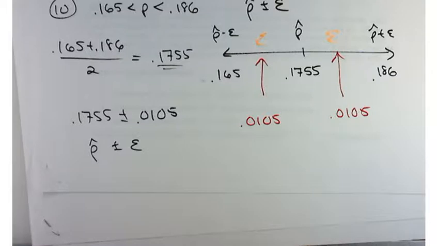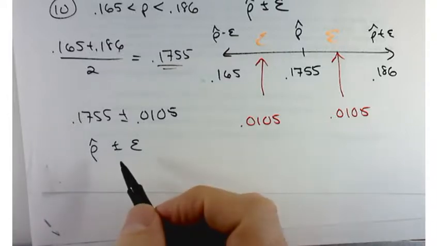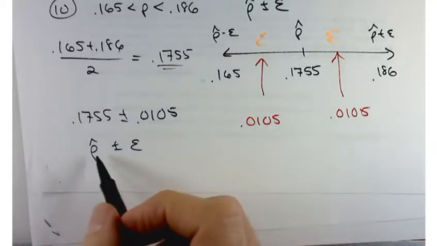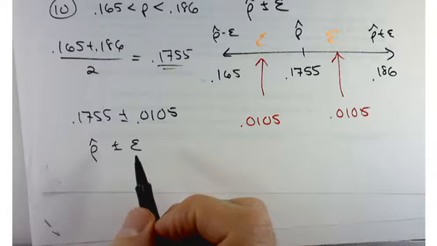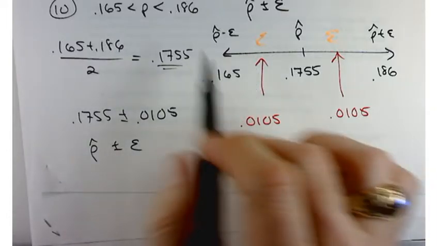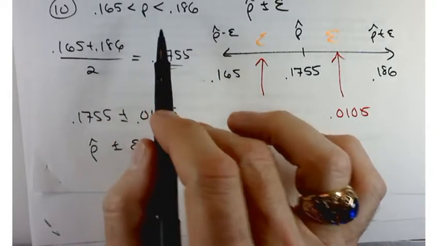So that's the form of p hat plus or minus e. Tell you what, let's try one that's kind of similar to this, going the other direction. In problem number 12, we're going to start out with this and then write it like what we got in number 10. So doing the complete opposite.